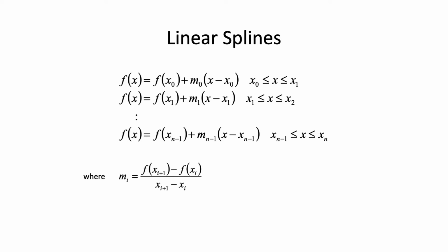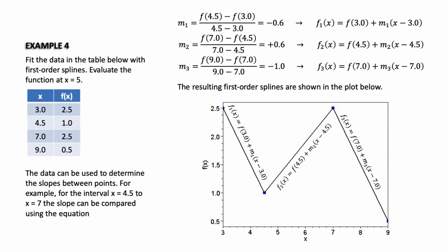The first order splines for a group of ordered data points can be defined as a set of linear functions. These equations can be used to evaluate the function at any point between x0 and xn by first locating the interval in which the point lies. Then the appropriate equation is used to determine the function value within the interval. Let's use linear spline interpolation in this example.